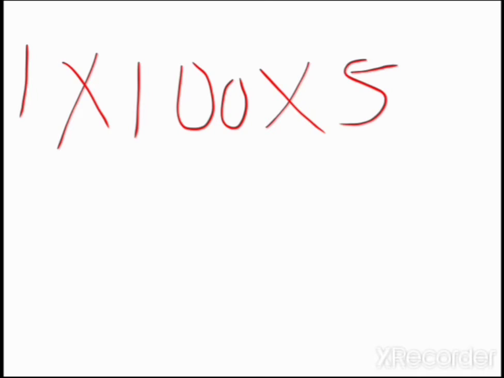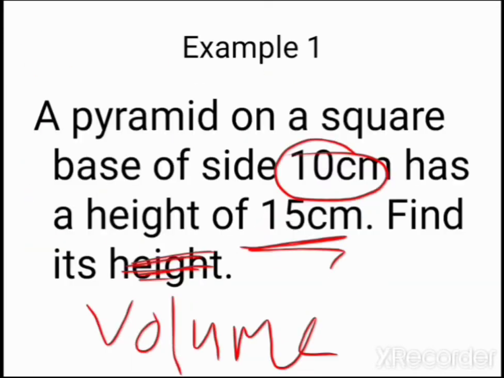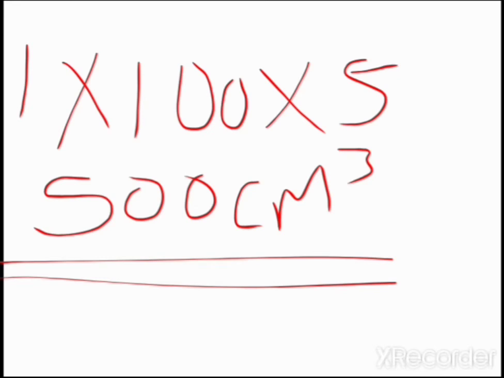So if we carry out this operation, we have what? 1 times 100, 100. 100 times 5, what? 500. Then our unit of measurement was in centimeter. Since we are looking at volume, our answer will be in what? Cube. So the volume of this pyramid is what? 500 centimeter cube. So let's take the next one.